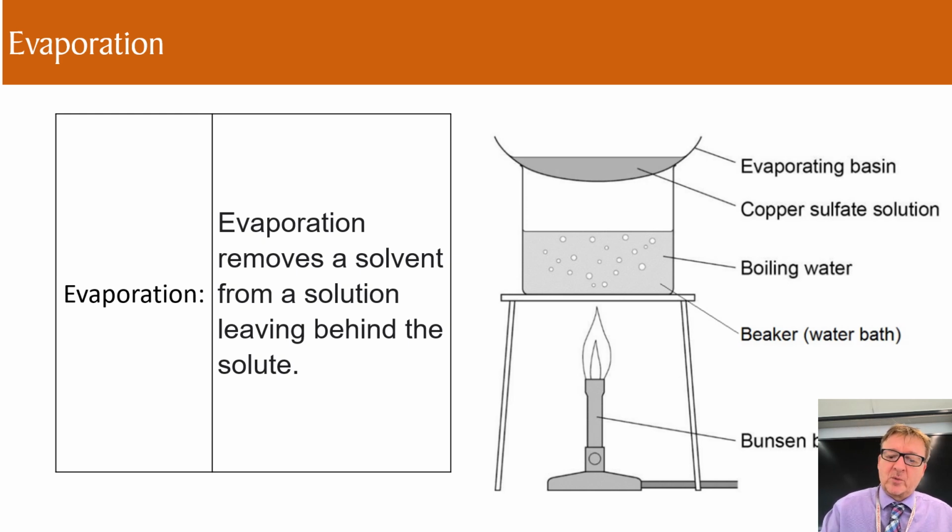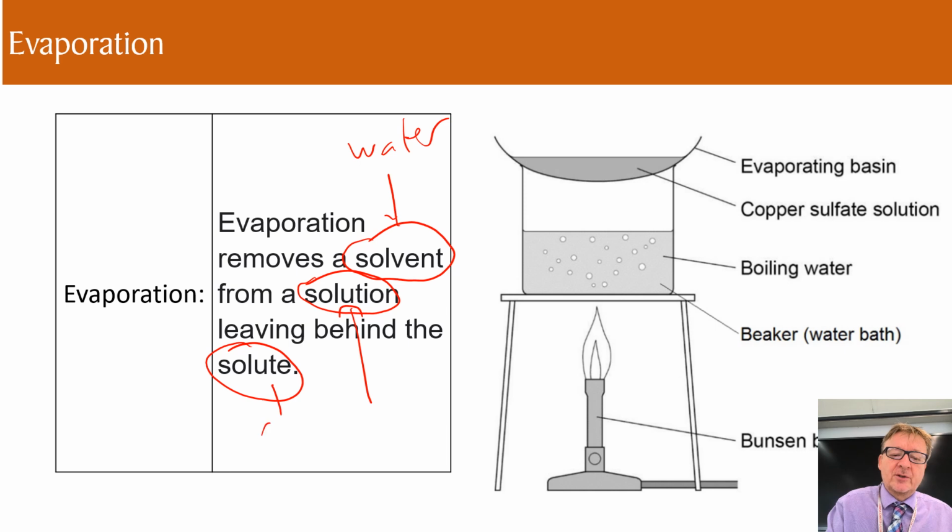Now you've got to think about the words that I was using before. Evaporation removes a solvent, which is the liquid like water, from a solution, leaving behind the solute. So if you think about it, let's say it was sugar and water. The solution is the sugar and the water. The solvent is the water, because that's the liquid, and the solute is the sugar.